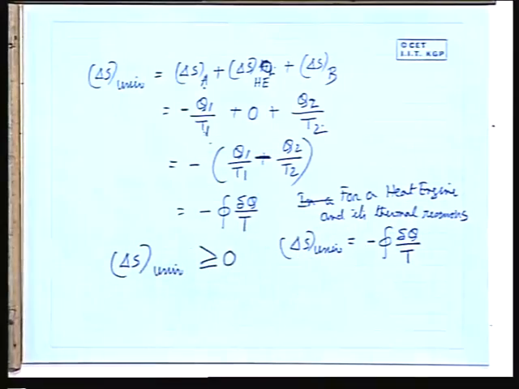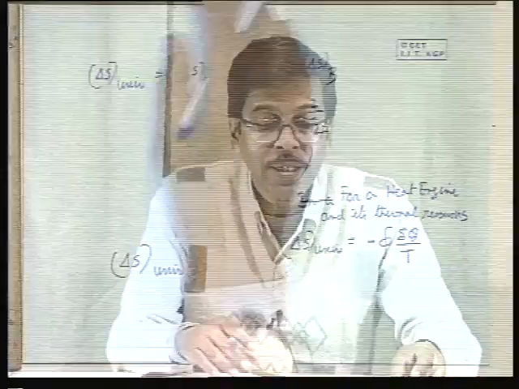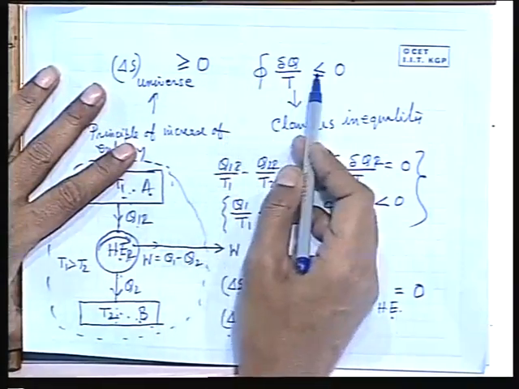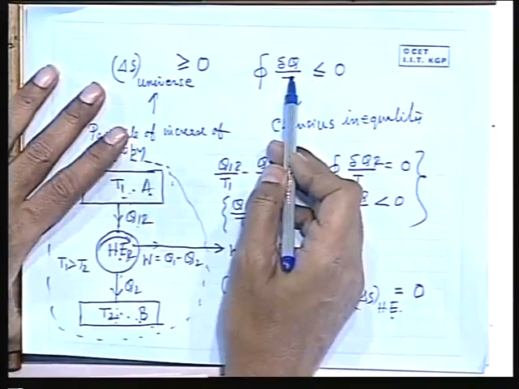So therefore, the Clausius inequality del Q by T and delta S universe are what I started here. Clausius inequality and principle of increase of entropy are almost the same, with a negative quantity. So this is a direct consequence of del Q by T.